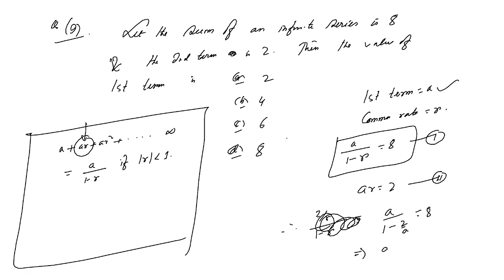So here it is basically r squared by (r minus 2) equals 8. So that means r squared minus 8r plus 16 equals 0. So (r minus 4) whole squared equals 0. That means the value of r is 4. So option B is correct. All other options are false.